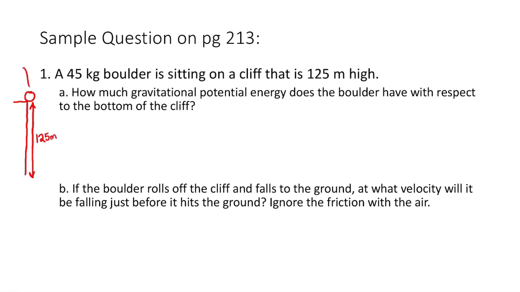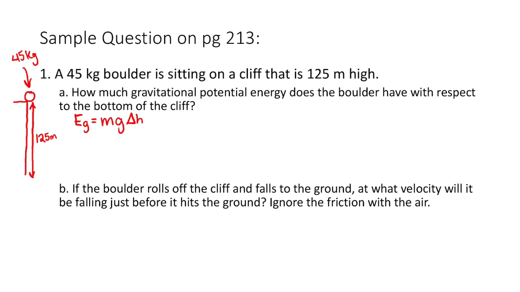And our boulder is 45 kilograms. How much gravitational potential energy does the boulder have with respect to the bottom of the cliff? So we're working with gravitational potential energy. So E subscript G is equal to mg delta H.